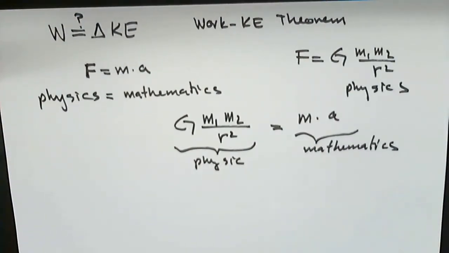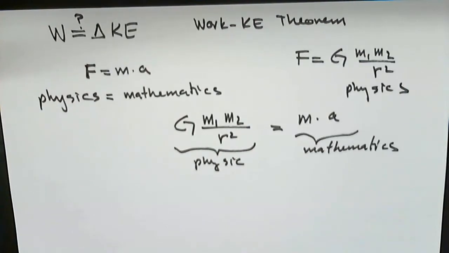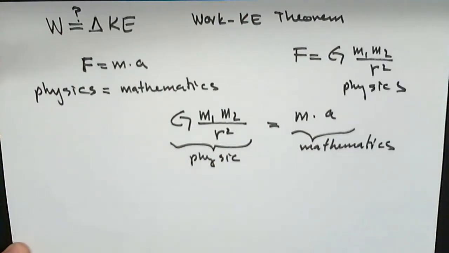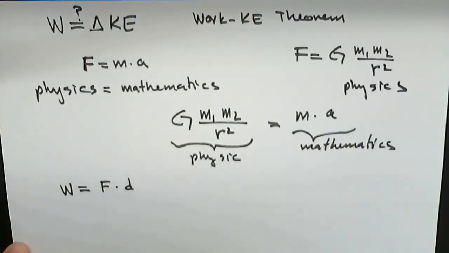But the work kinetic energy is a theorem, it's not a law, it's not called Newton's second law, universal law of gravitation, etc. Because it's just a redundancy, as you are going to see in a minute. So the definition of work is force times the magnitude of the displacement times cosine of the angle.